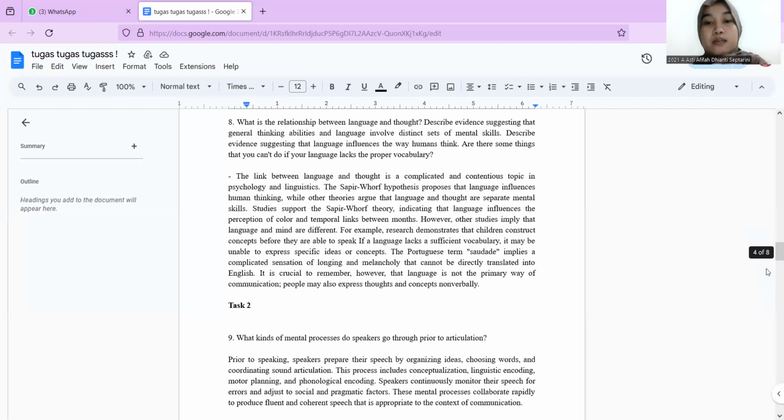For example, research demonstrates that children construct concepts before they are able to speak. If a language lacks a sufficient vocabulary, it may be unable to express specific ideas or concepts. The Portuguese term saudade implies a complicated sensation of longing and melancholy that cannot be directly translated into English. It is crucial to remember, however, that language is not the only way of communication. People may also express thoughts and concepts non-verbally.